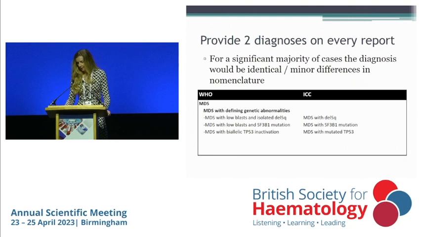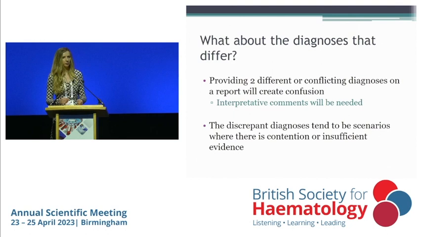But really the key area is these diagnoses that differ. And we've highlighted four examples of those in the talk today. And I think probably examples where that could impact significantly on patient management and will be a very difficult conversation to have with patients themselves. So providing two different or conflicting diagnoses on a report, putting aside the issues from a lab process perspective, would potentially be a relatively easy thing to do. When we're reporting things out, we could just write two different diagnoses. But that is going to be a very confusing thing for clinicians to receive and for information to feedback.